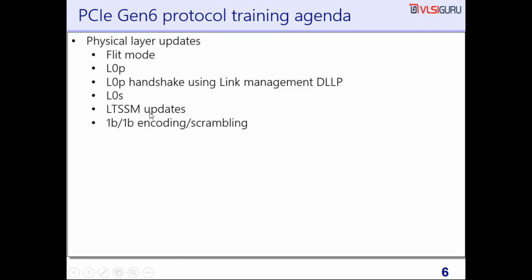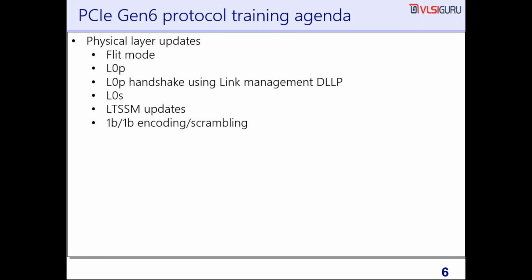LTSSM updates. We'll also talk about what exactly this 1b/1b encoding or scrambling is. You will understand that you don't do any encoding, actually speaking. That's why we call it the same: 1 bit is kept as 1 bit. But of course, we do scrambling. So the term encoding doesn't have any meaning here because we don't do any bit changes except for scrambling purposes. The whole purpose is, you see, in Gen 1 we were losing 20% of the bandwidth.